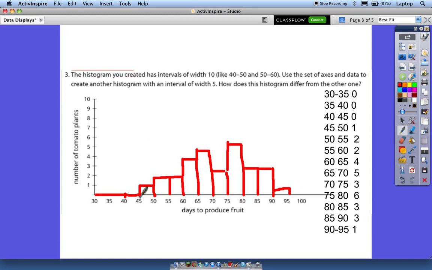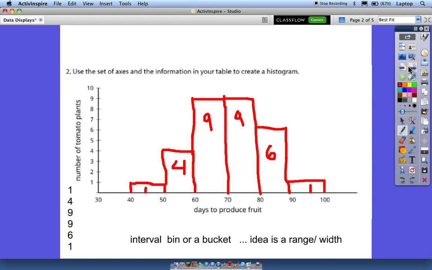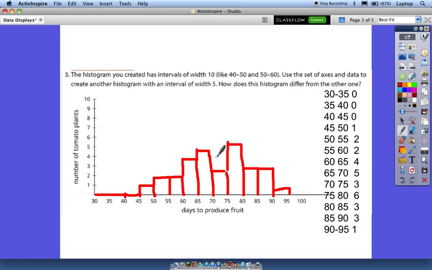So, because I made each of the intervals more narrow, I have twice as many bars, but they are not nearly as tall. They were much taller before, but there were more bars. You could write the numbers inside the graph. That would be totally appropriate.